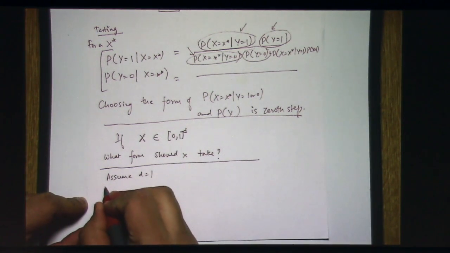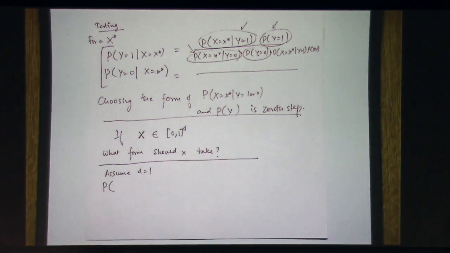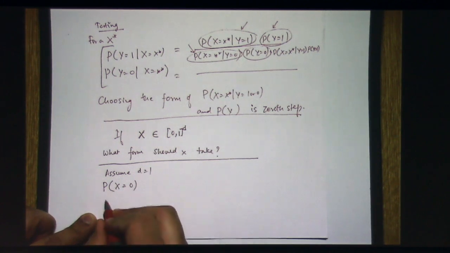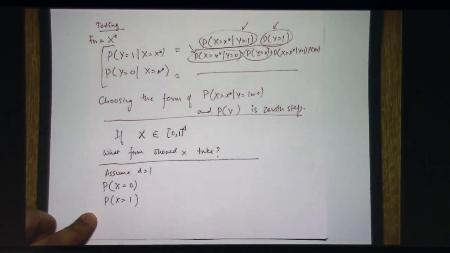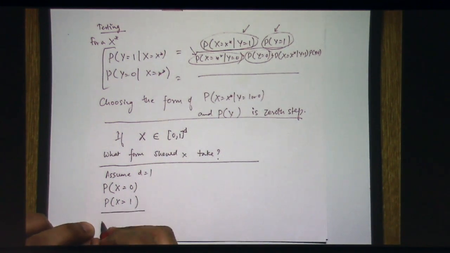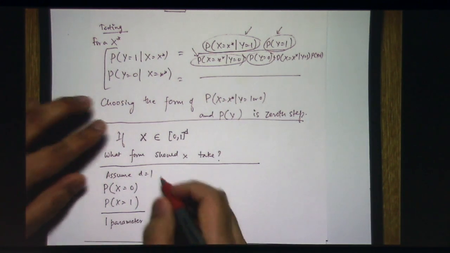We need to figure out, in our distribution, because what is a distribution? A distribution is essentially a list of probabilities of all possibilities, right? So we need P(x = 0) and P(x = 1). And actually these both will sum up to 1. So we need one parameter, which Bernoulli gives you, right?